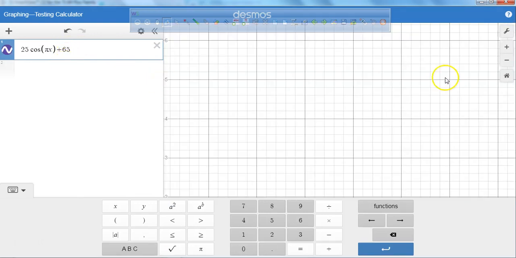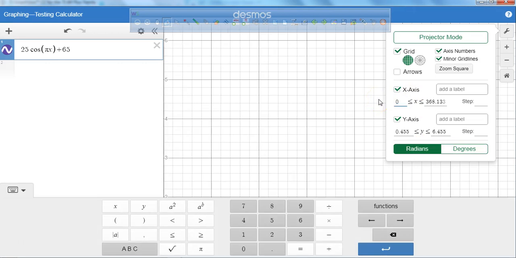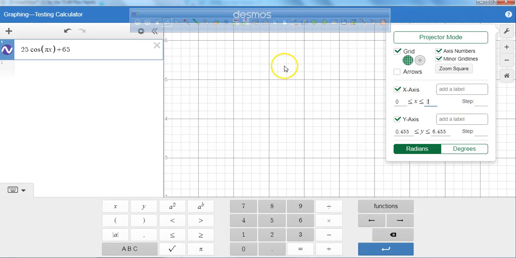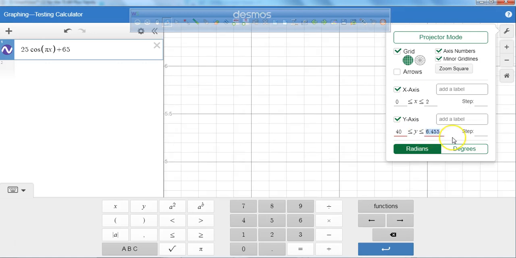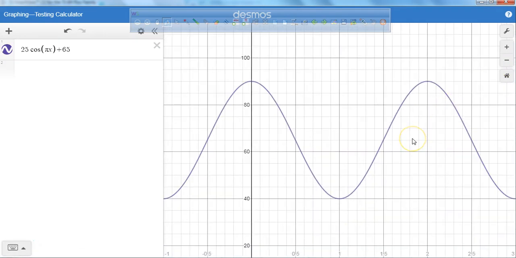Okay. What we're going to do is adjust the graph settings. Being that we're doing really small numbers, we're going to go from 0 to 2. But our y values, we need to go from, I think it was 40 to 90? Then we should be able to see our graph. There we go. There's our graph. Cool. Now I can see it a little bit better.